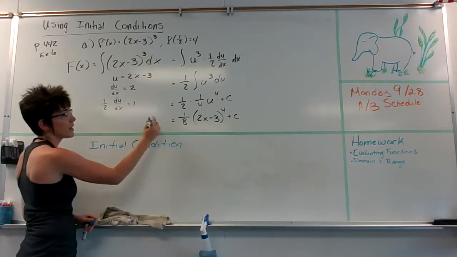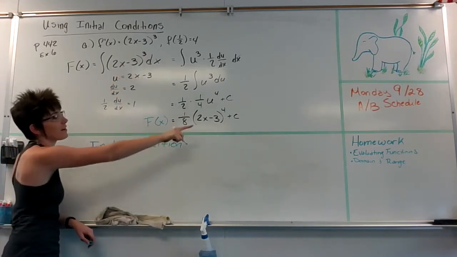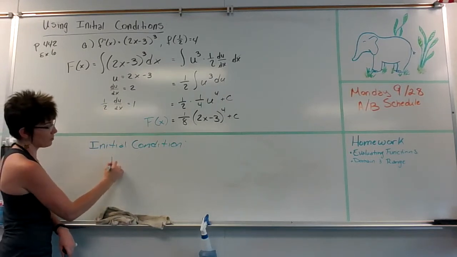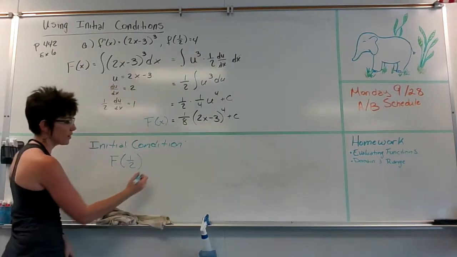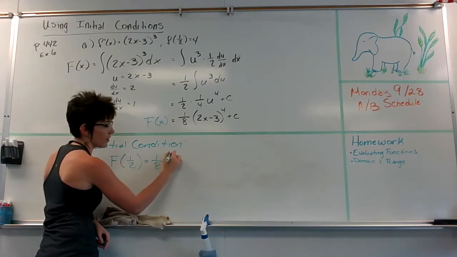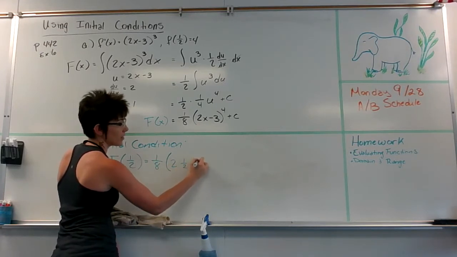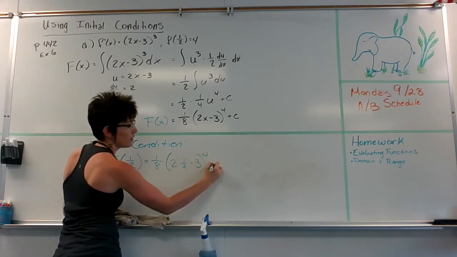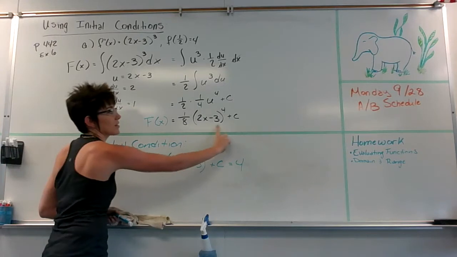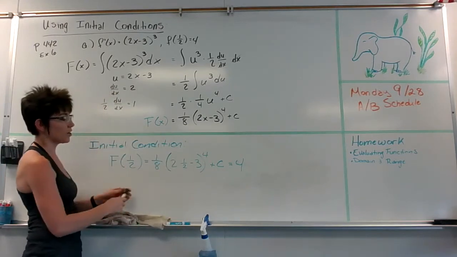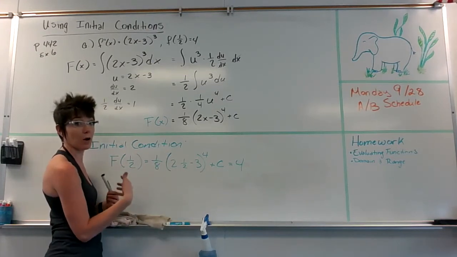I'm going to take my candidate function. This is the candidate original function, and then use that initial condition to find out what c is. So I know that if I plug in 1/2 for x, I'm going to get 4 as the output. So I begin by plugging in 1/2 for x. This is going to be 1/8 times (2 times 1/2 minus 3) to the 4th power plus c is equal to 4. So I took my antiderivative and plugged in something I know about that original equation, and it's equal to 4. And now I can simplify and find out what c is.